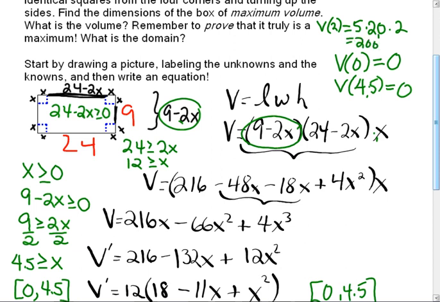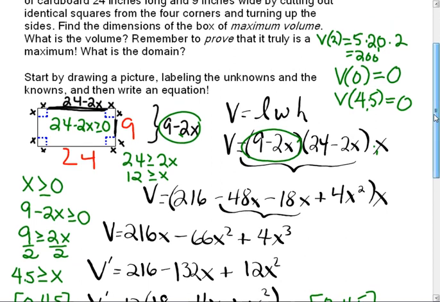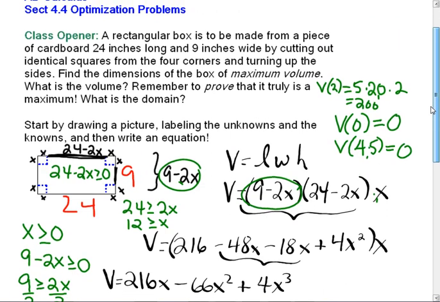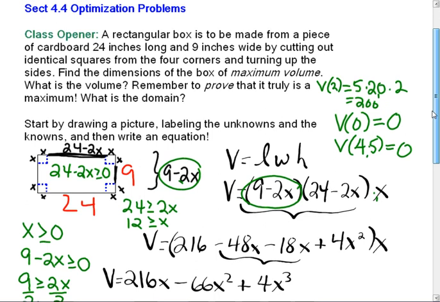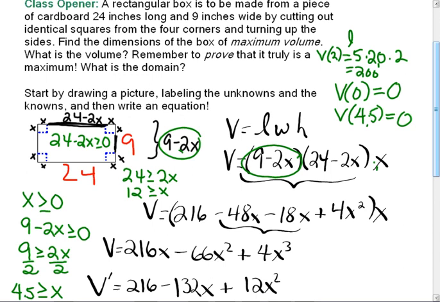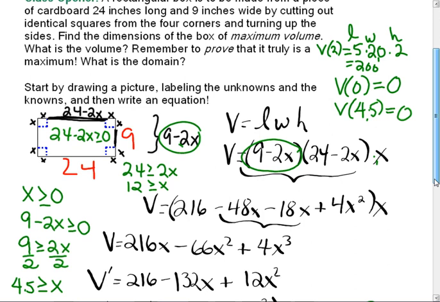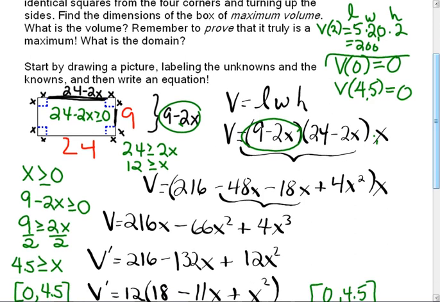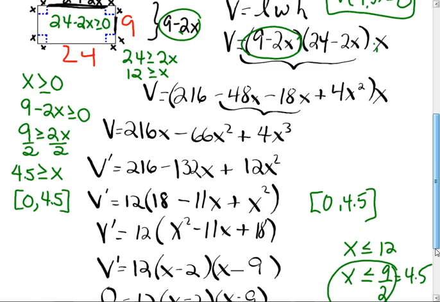Did it ask me what the maximum was? Find the dimensions of the box, and then what is the volume. So I do have to know all that. So these are the dimensions. This is the length, this is the width, there's the height. So I answered everything. And you have to prove it's a maximum, and I did because I did this little chart here, and I used the maximum existence theorem.